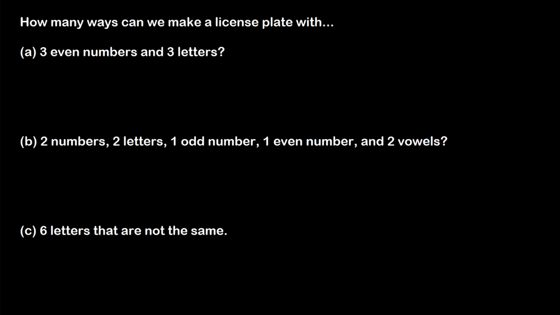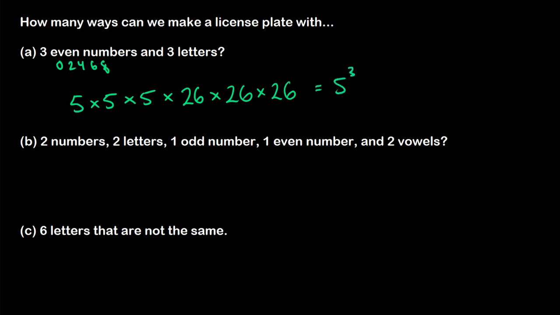So 3 even numbers. Well, the even numbers between 0 and 9 are 0, 2, 4, 6, and 8. So for each of the even number spots, we have 5 different choices. So we have 5 ways to pick the first number, 5 ways for the second, and 5 ways for the third. Now for the letters, there's 26 different letters in the alphabet. We can have 26 letters for our first choice, 26 letters in the second choice, and 26 letters for the third choice. So in the end, we have 5 to the 3 times 26 to the 3 different license plates that we can make. Okay, so that's a lot of license plates.